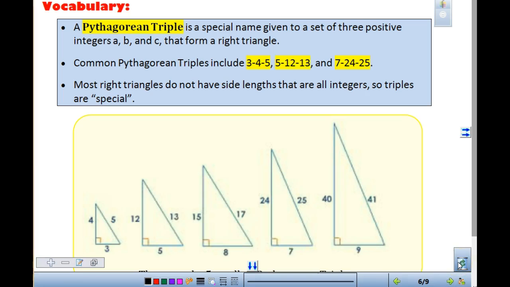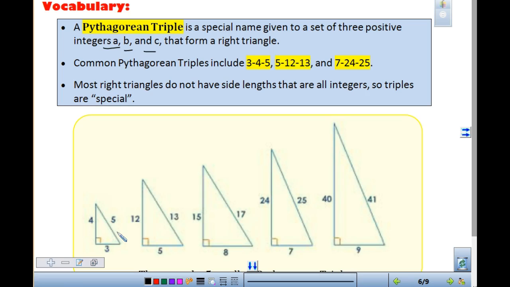In the video we watched the other day, they talked about Pythagorean triples. Pythagorean triples is a special name for a set of 3 positive integers, A, B, and C. They have to be integers, so they cannot be a decimal or a fraction, that form a right triangle. The most common one is 3, 4, 5. Most people in construction use 3, 4, 5 all the time. They measure out maybe 3 feet or 3 yards and 4 feet or 4 yards, and if the diagonal happens to be 5, they know they have a right angle. Whenever you're building houses or anything, you always want a right angle so that it is nice and straight and level.